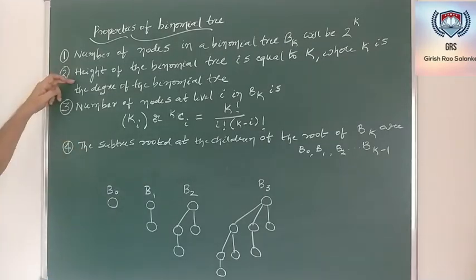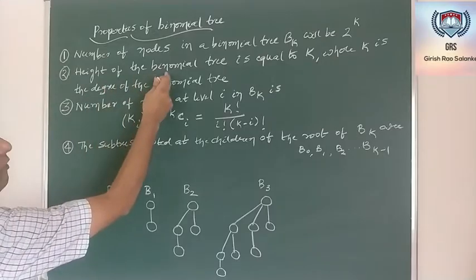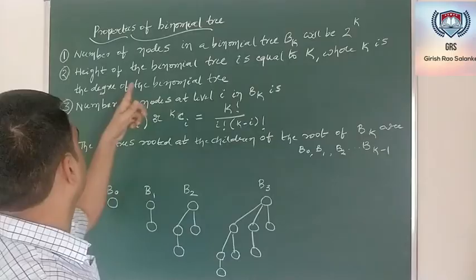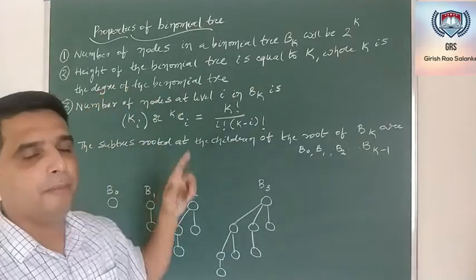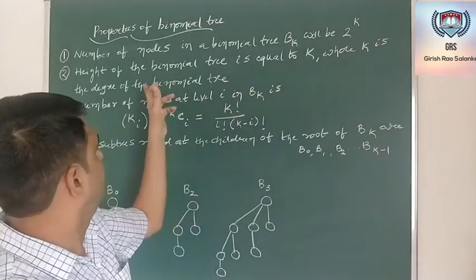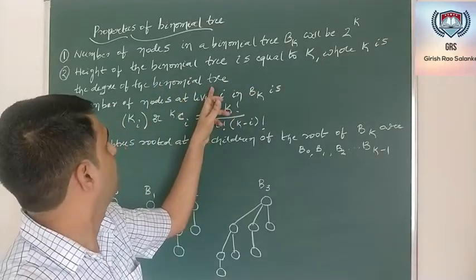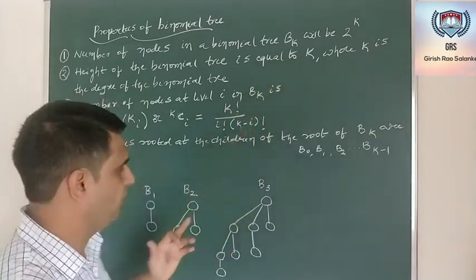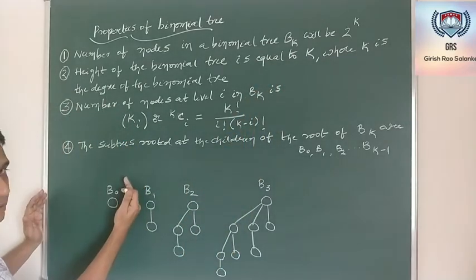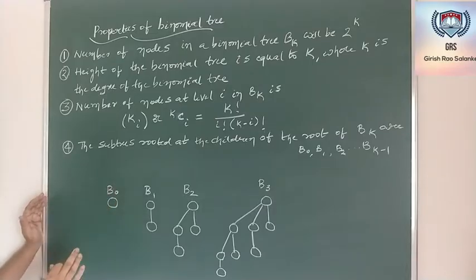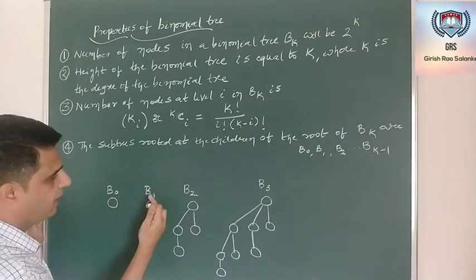Now, coming to the second property of a binomial tree, it says that the height of the binomial tree is equal to k, where k is the degree of the binomial tree. If k denotes the degree of the binomial tree, then the height of the binomial tree is equal to k. So for example, if you take this B0, what is the degree here? Degree is 0, hence height is 0.